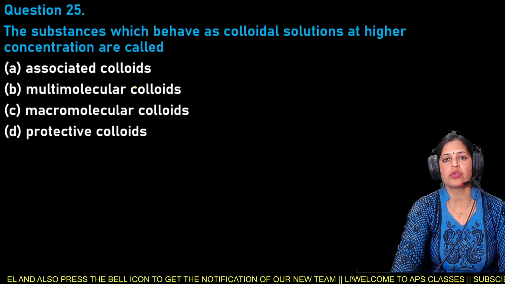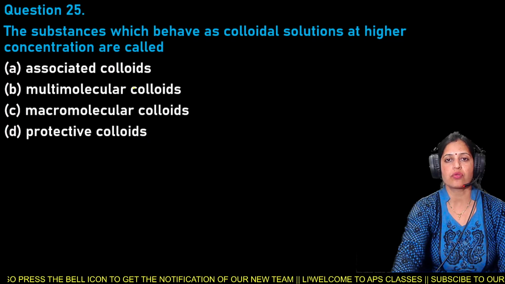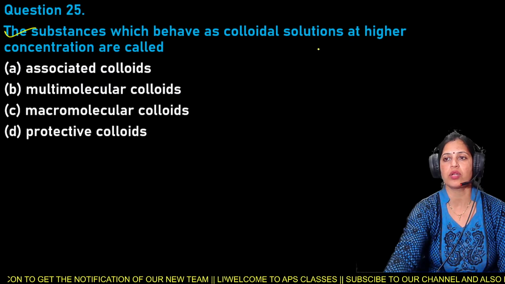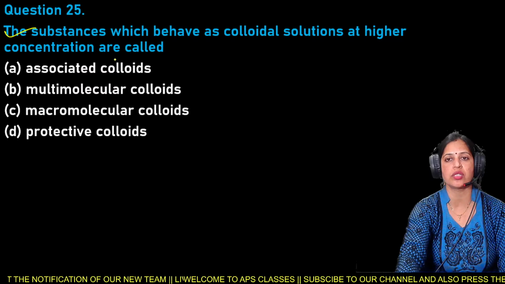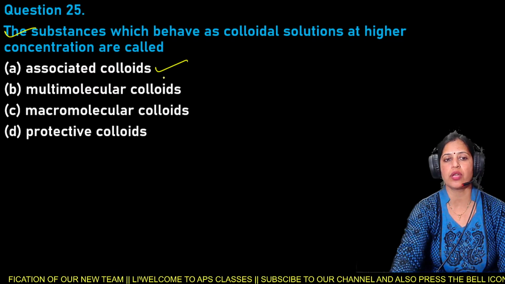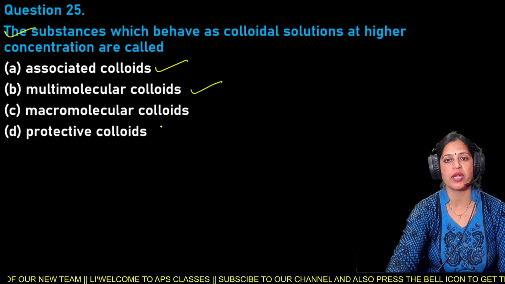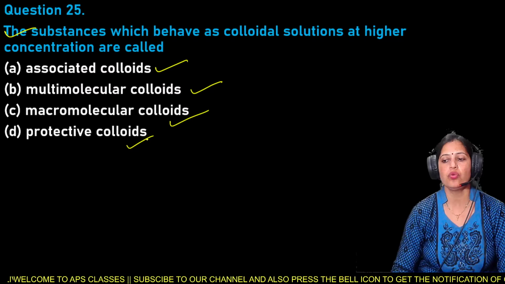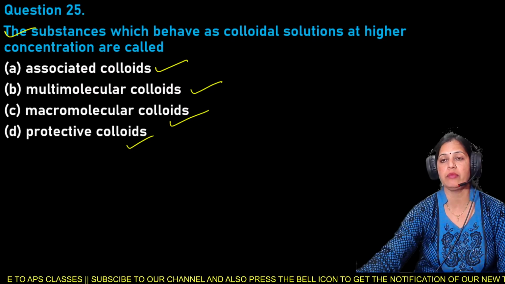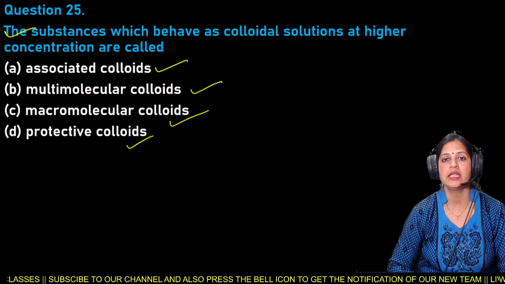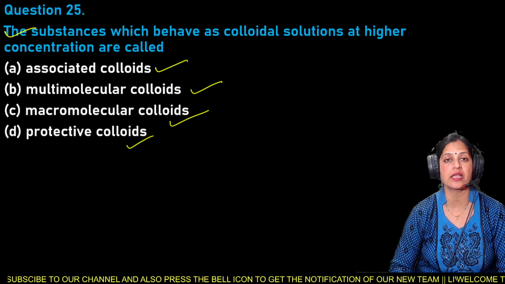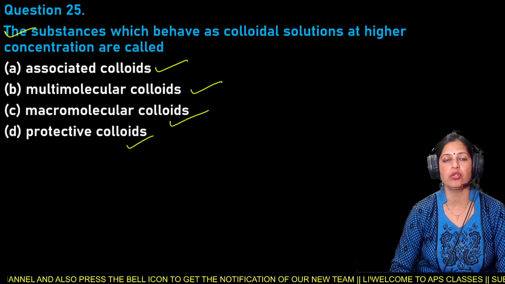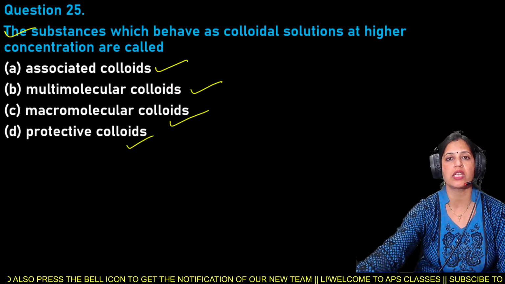And it is our last question for today's live video lecture, that is question number 25. The substances which behave as colloidal solutions at higher concentration are called: A, associated colloids; B, multimolecular colloids; C, macromolecular colloids; and D, protective colloids.